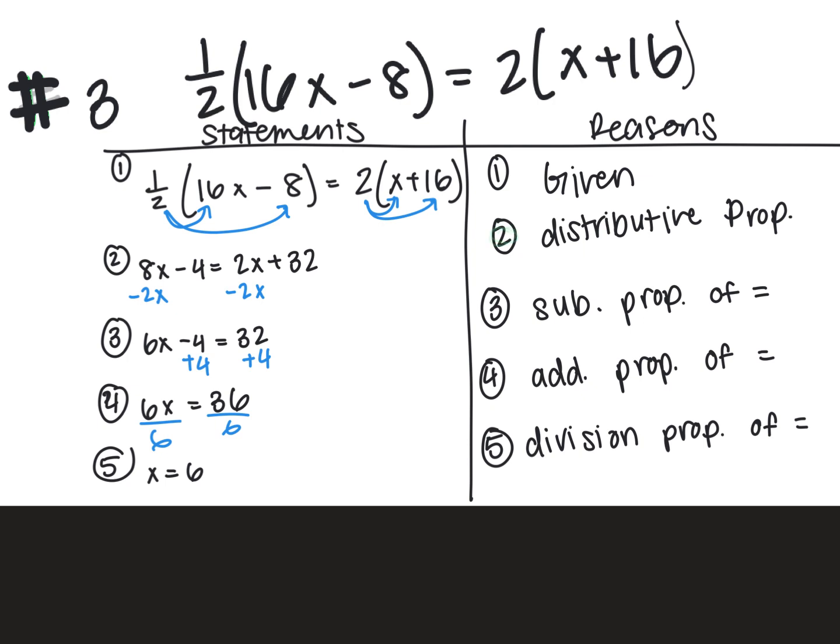Step 1 is always going to be given. Step 2, I'm doing my distribution. Step 3, I'm subtracting to both sides of my equal sign. Please make sure you understand it's both sides of your equal sign, guys. Step 4, that's why it's of equality. And step 5. Any questions on how to solve these?